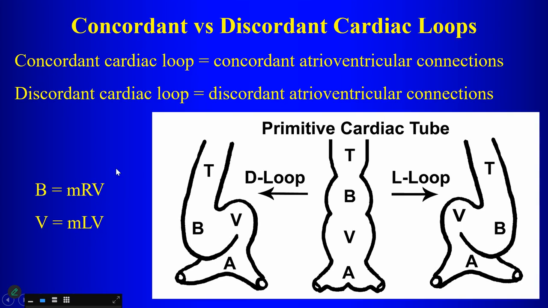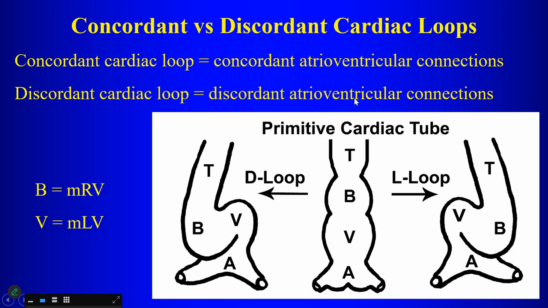So we have to understand these terms also. What do we mean by concordant versus discordant cardiac loop? A concordant cardiac loop will form concordant atrioventricular connections. A discordant cardiac loop will form discordant atrioventricular connections.